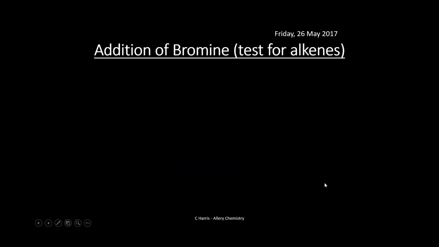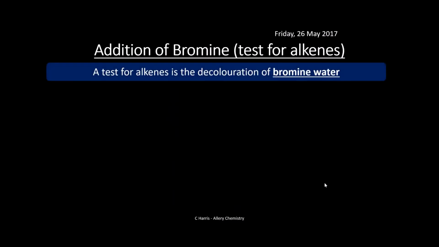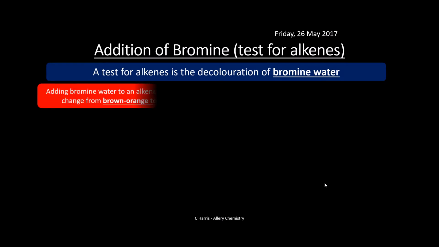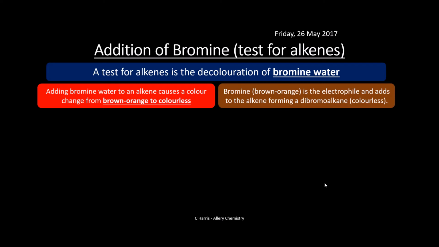They're pretty important. Okay, so the addition of bromine. Now this is a good test for an alkene as well. We're adding bromine to it. So a test for alkenes is the decoloration of bromine water. So we add bromine water to an alkene and we get this color change. We've gone from browny orange, which is the color of bromine water, and it goes to colorless, which is the dibromoalkane, which we will form, and you'll see that in a minute. Like I said, the bromine is the browny orange, and the bromine is the actual electrophile. This is going to add to the alkene. Remember, the electrons come from the double bond to the bromine, and you form a dibromoalkane, which is colorless.